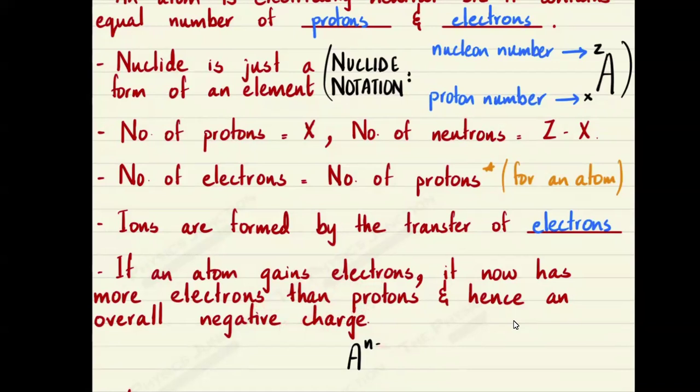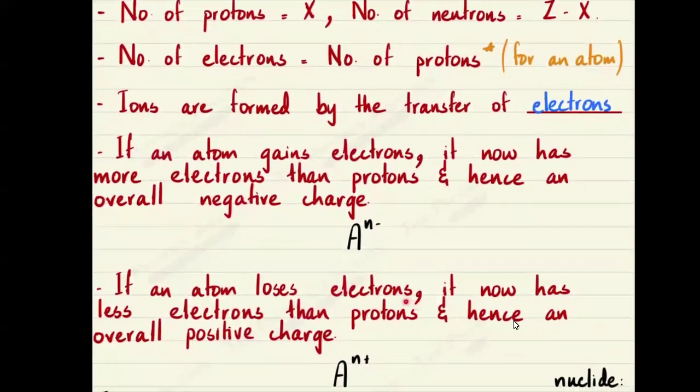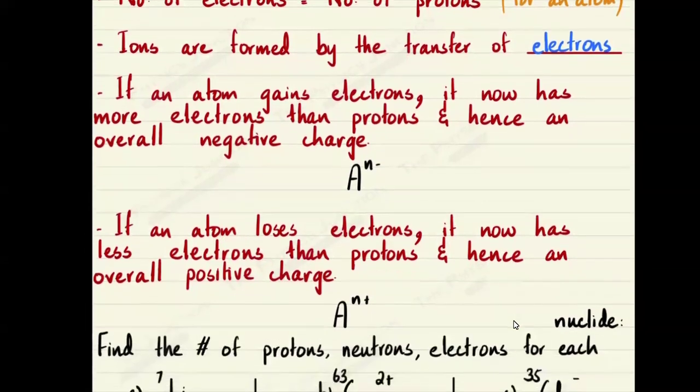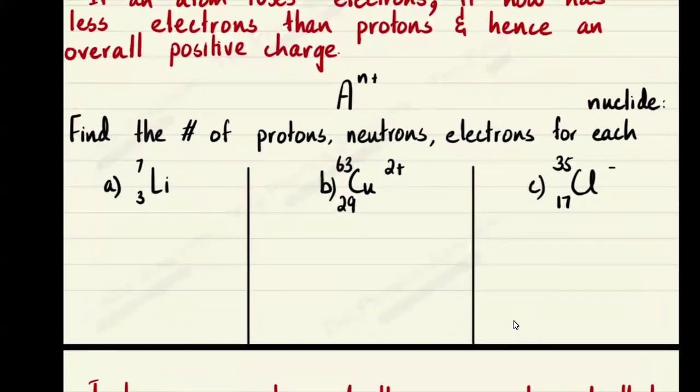This is how it's represented. Similarly, if an atom loses electrons, previously it had an equal number of protons and electrons. If it's now lost electrons, it has more protons, or I can say it has less electrons. So this results in an overall positive charge. So that's the idea here. And we'll be using this in this small example, kind of what you do in like your pretty first chapters in chemistry.